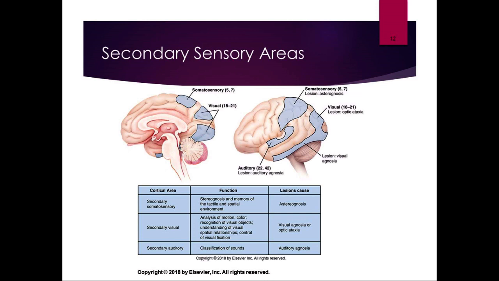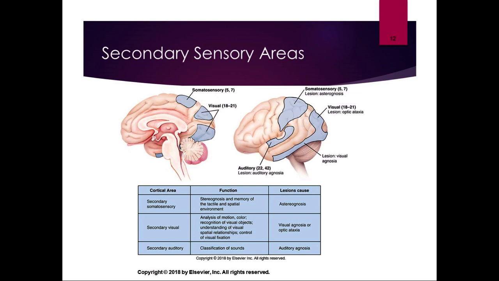Secondary visual, it's analysis of motion, color, recognition of visual objects, understanding of visual spatial relationships, and control of visual fixation. So if we have a lesion in our secondary visual area, that results in visual agnosia or optic ataxia. So visual agnosia is your inability to know what you're seeing. Basically, you can think of it that way. Auditory agnosia is the inability to know what you're hearing.